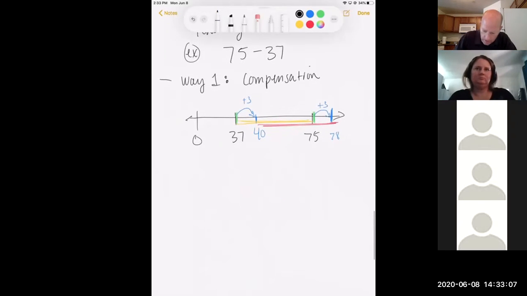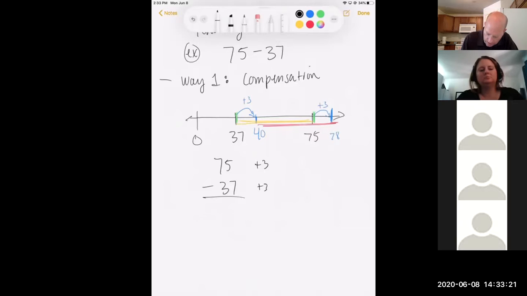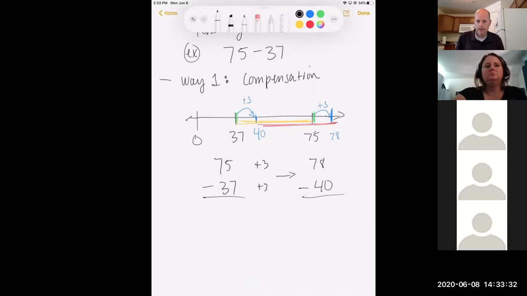All right, so numerically, what can we do? Well, you can take your 75, subtract your 37, and you can show the compensation by adding 3 to the top number and the bottom number, the minuend and subtrahend, and then you get new numbers. I now have my 78 subtract 40. Because of that adjustment in the numbers, the subtraction is much easier.